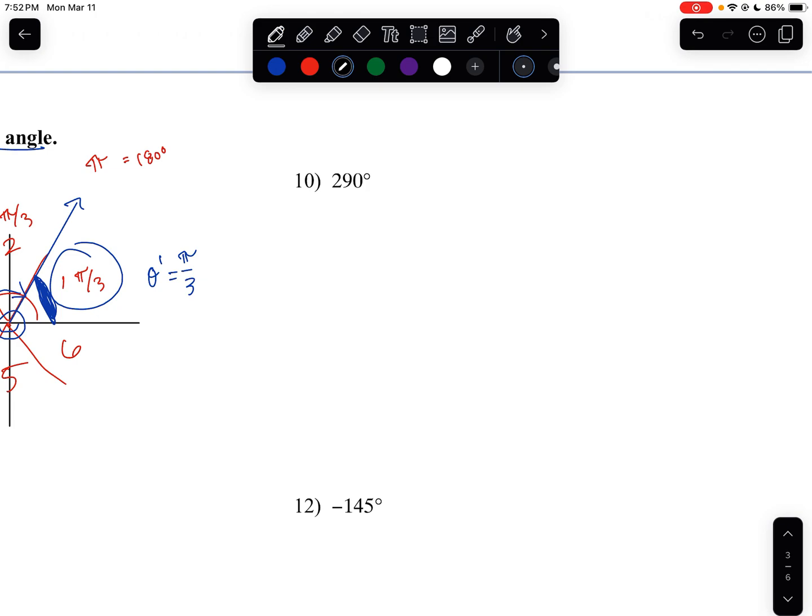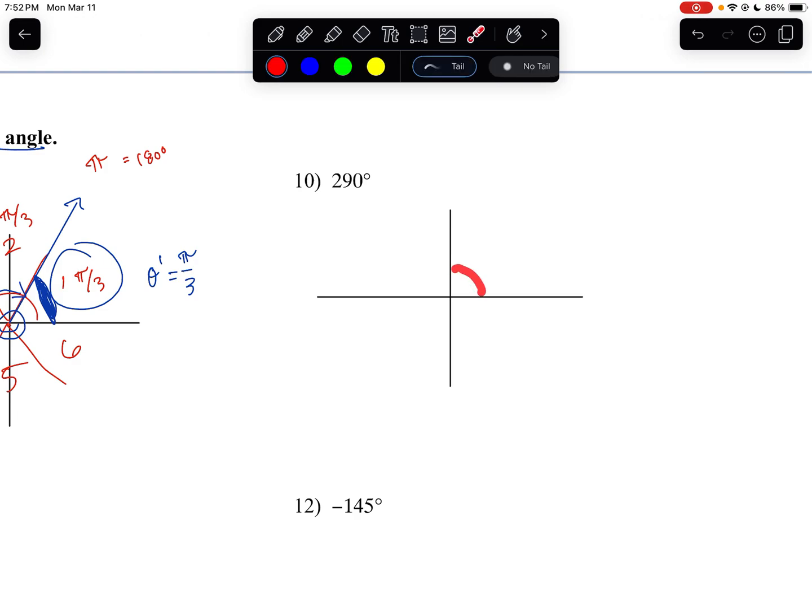Okay, 290 degrees. Just for illustration, let's graph this right here. I know if I rotate this much, that's going to be 90. That right there is going to be 180, and this right here is going to be 270. So I need to go 20 degrees more. My angle will be 20 degrees beyond this right there. So this right here is going to be 290 degrees. And then my reference angle is always the angle to the closest x-axis. Well, if this was 20 degrees, this has to be 70 degrees. So there's my reference angle.